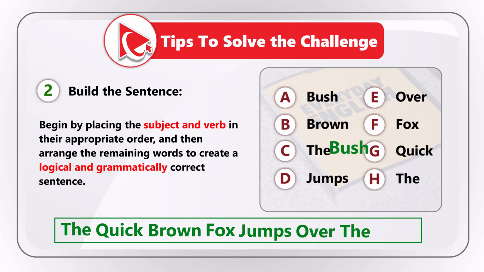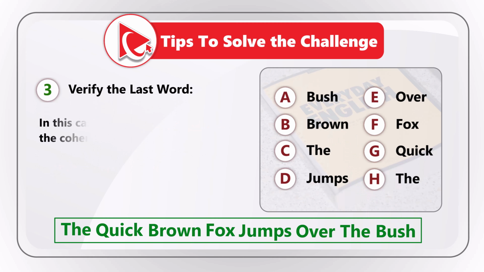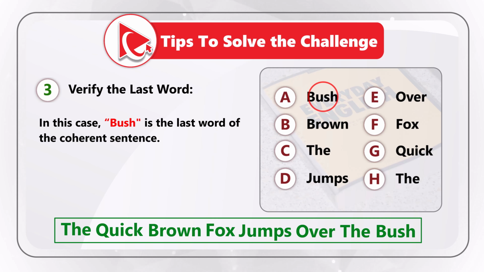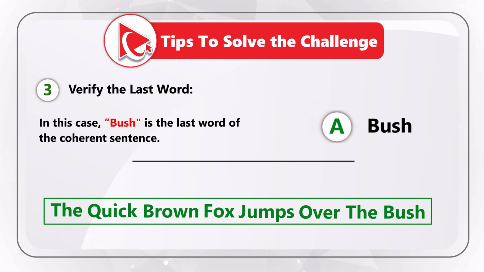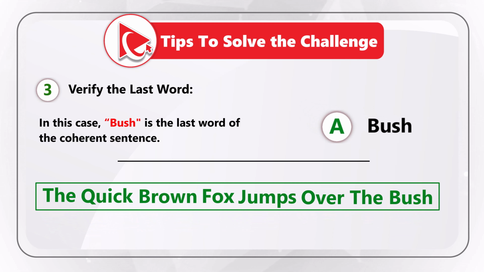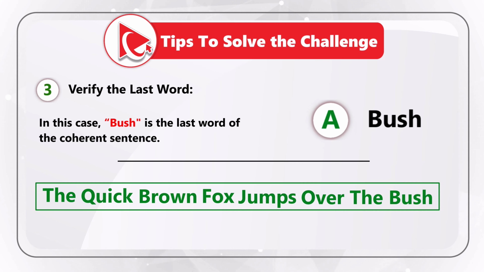Then in step 3, you verify the last word. Pay attention to the last word of the sentence. In our case, the word bush is the last word of the coherent sentence, and this is choice A. Let's recap. The complete sentence is, the quick brown fox jumps over the bush. And the last word in this sentence is choice A, bush.